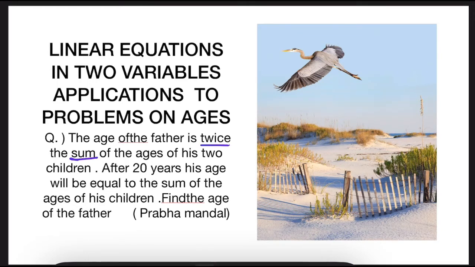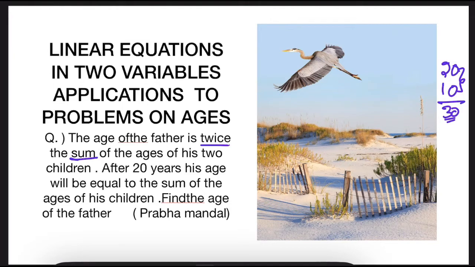2 into 15, 30, so the father's age is 30. Suppose one child's age is 20 and another child's age is 10. The sum of these two ages is 30, and the father's age will become twice of it, 2 into 30 is 60. Instead of saying I am 60 years old, he says I am twice the sum of you two children's ages. If you multiply the sum of the ages of two children by 2, that is my age.